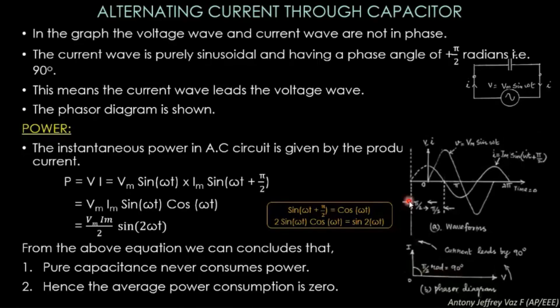Similarly, in case the voltage wave and the current wave are measured in a capacitance circuit, the current wave will always lead the voltage wave. So if you pass an alternating current into a capacitance, then the current wave will lead the voltage wave in the capacitor circuit.